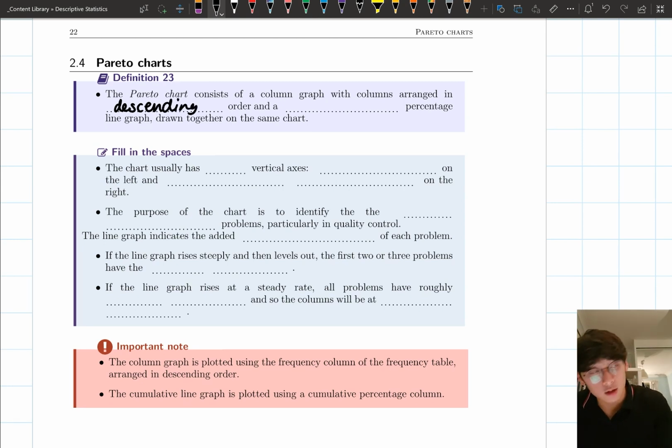And what's this one called? A cumulative percentage line graph drawn in the same chart. So we're going to have a look at an example of this in a moment. And I think over the page there is an example of this.